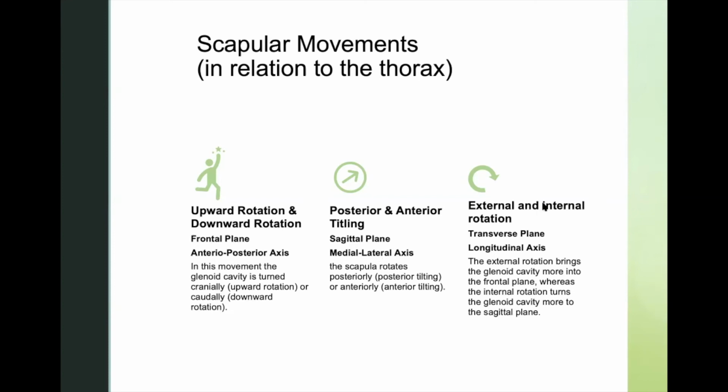So then we have external and internal rotation. This happens on the transverse plane, and this is about a longitudinal axis. So the external rotation brings the glenoid cavity more into the frontal plane, whereas the internal rotation turns the glenoid cavity more to the sagittal plane. So we have to think about the rib cage here and how this works.